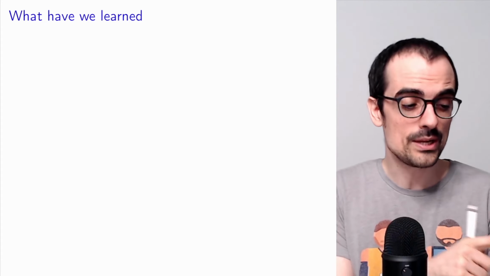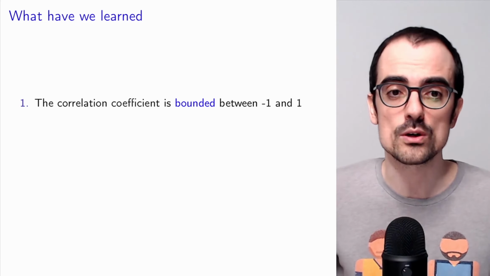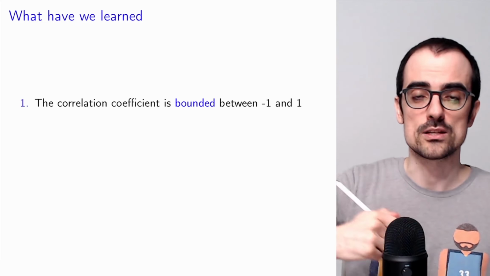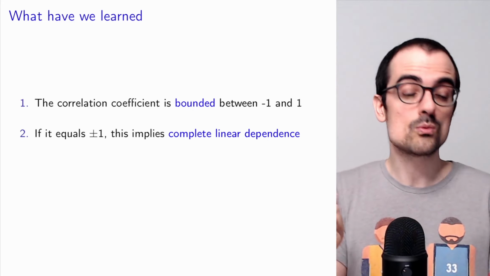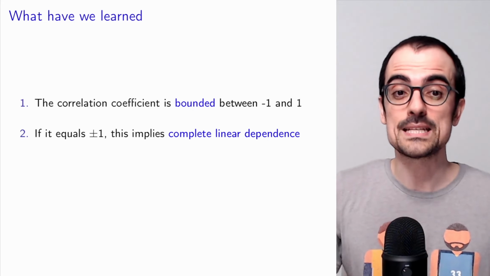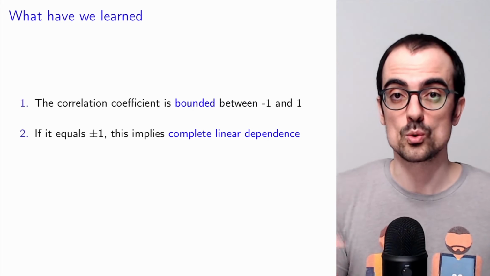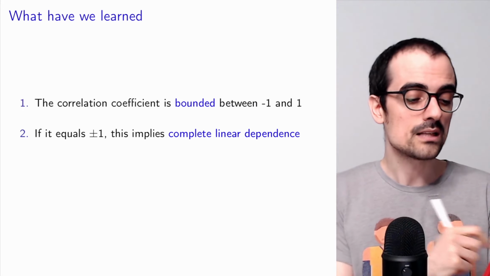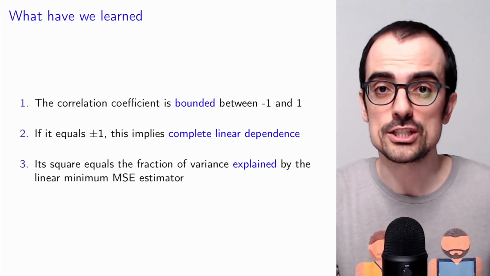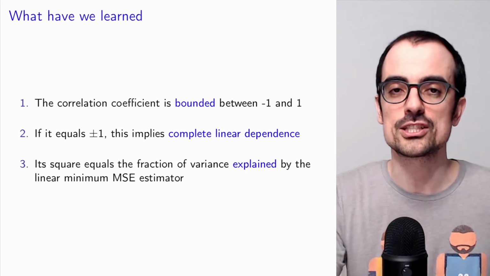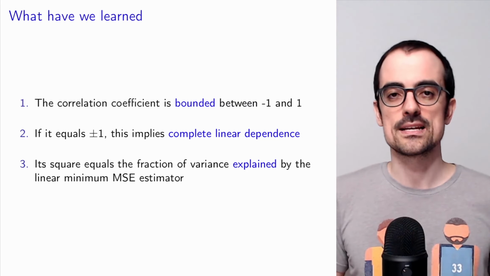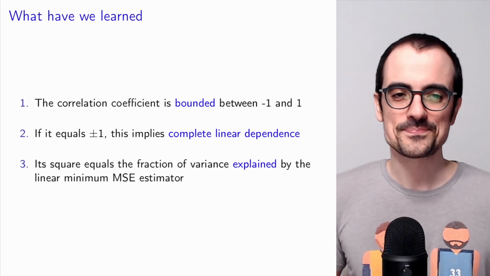We have learned 3 very important properties of the correlation coefficient. It's always bounded between -1 and 1. If it is equal to 1 or -1, that implies complete linear dependence between the two quantities of interest. And finally, the square of the correlation coefficient immediately tells you the fraction of variance explained by the best linear estimator. And that's all I got.